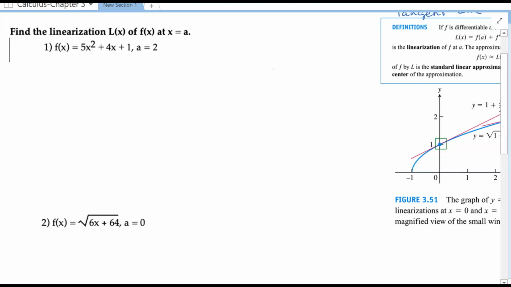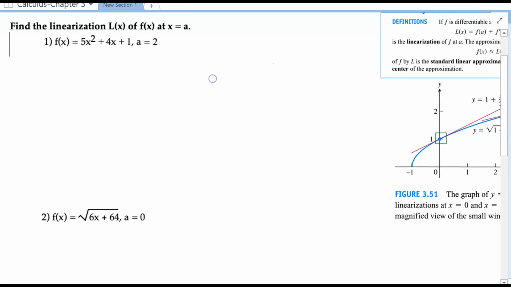They say, in this case, find the linearization of f of x equals 5x squared plus 4x plus 1 at the point where a equals 2. So what I'm going to do first is write out my linearization formula. And that is to say that L of x equals f of a, which is the function evaluated at a, plus the derivative evaluated at a, times x minus a.